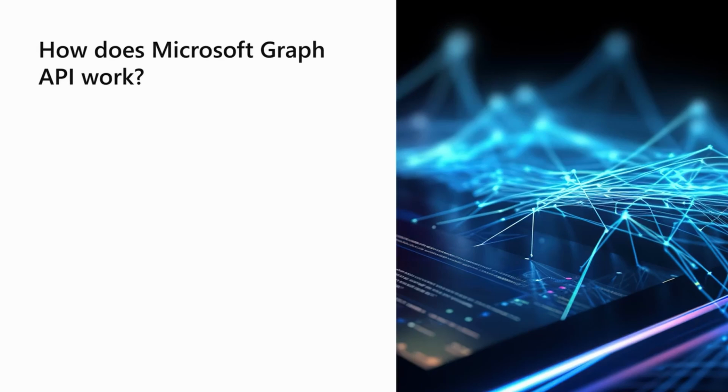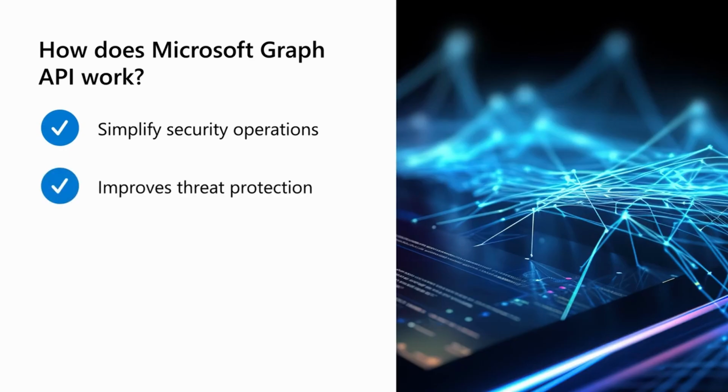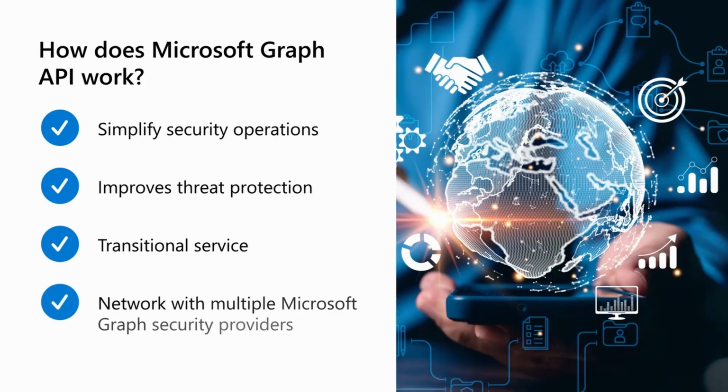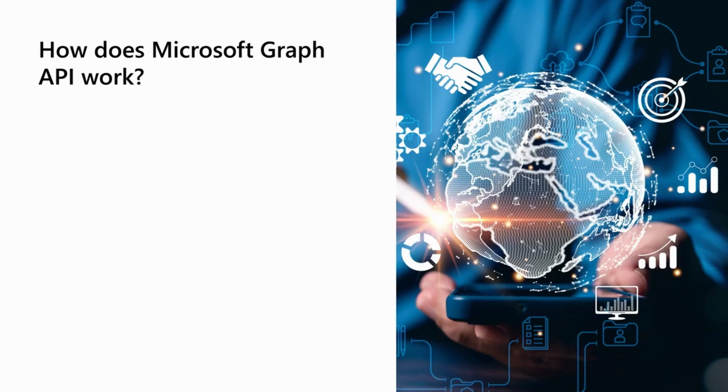How does Microsoft Graph API work? The Microsoft Graph Security API helps to simplify security options and enhance threat protection, detection, and response capabilities. It is an intermediary service that provides a single programmatic interface to connect multiple Microsoft Graph security providers. Inside the Microsoft Graph Security API ecosystem, it also addresses queries to every service provider.